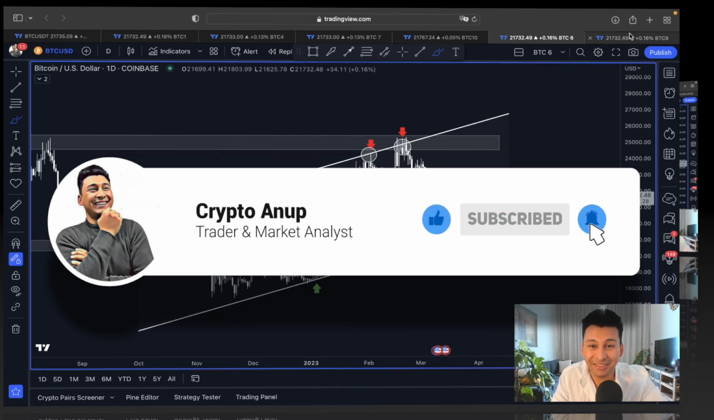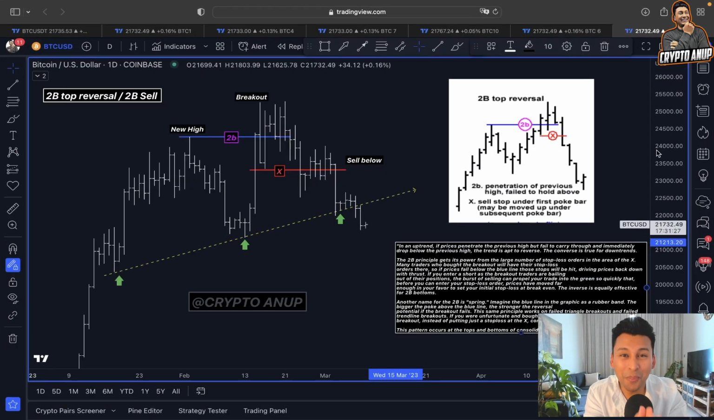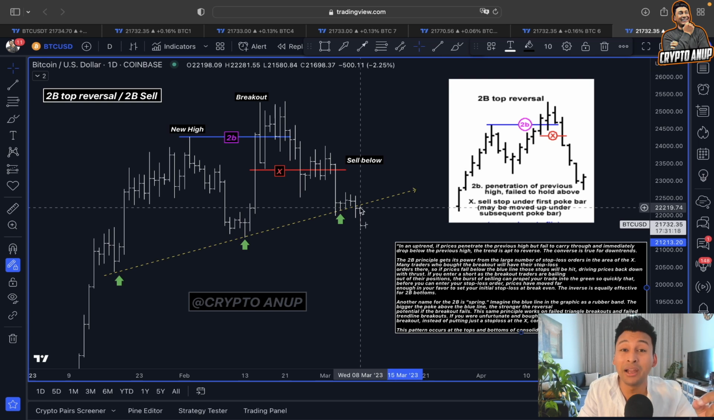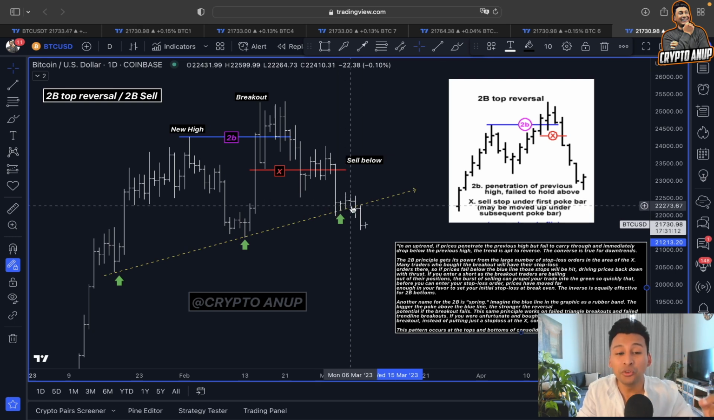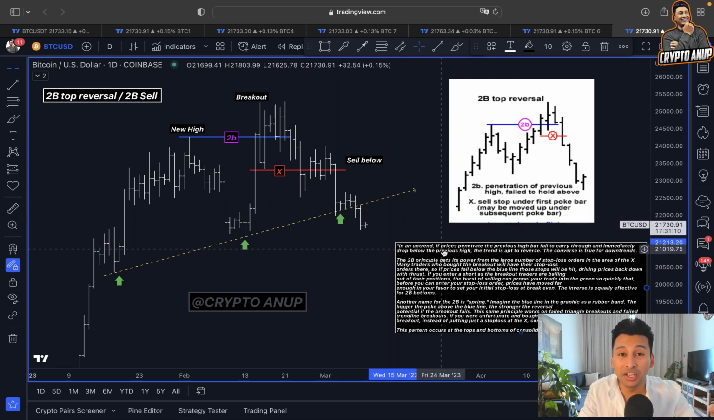Now, let's talk about this 2B reversal pattern or 2B sell pattern. So far, it is playing out perfectly, and I was shouting at the top of my lungs, the price of Bitcoin, if it loses the support around the 22,000 range, then this could be another continuation here towards this 20,000 range, because according to the 2B reversal pattern, 20,000 and even lower was our price objective.